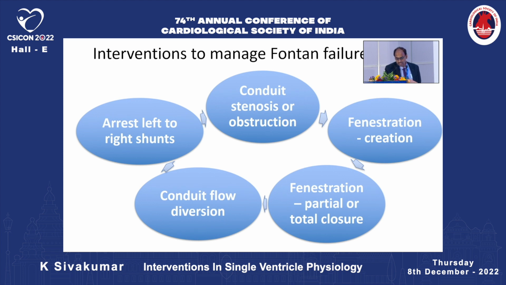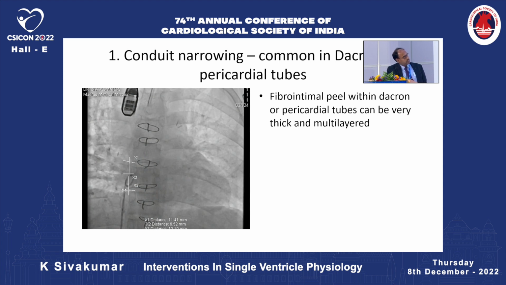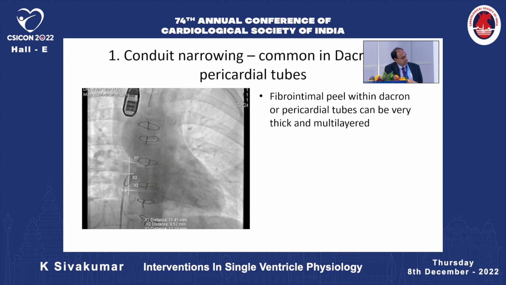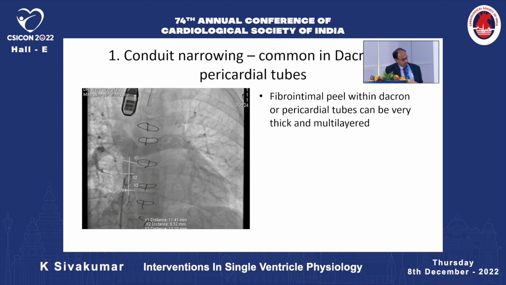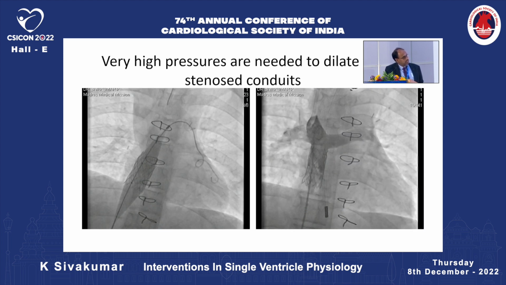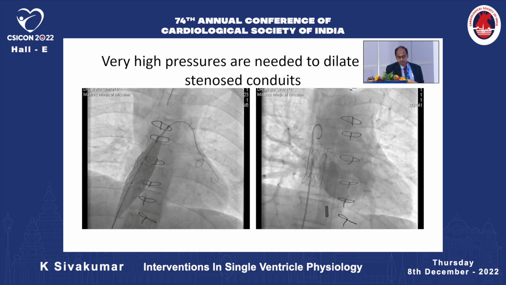Interventions in Fontan failure can be for conduit stenosis or conduit obstruction. This is an example of a conduit stenosis. A Dacron conduit is notorious for stenosis, and this is follow-up of a Dacron conduit Fontan where there is a substantial stenosis which is being stented here, and post-stenting there is an improvement in the inferior vena cava pressures.